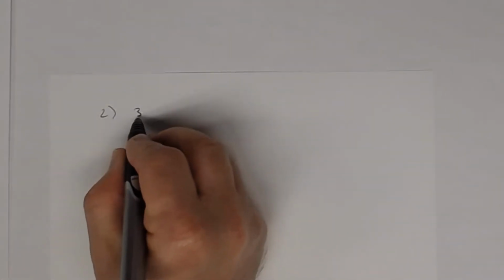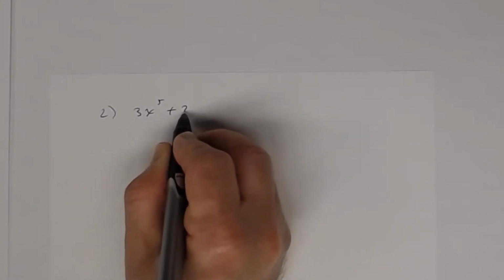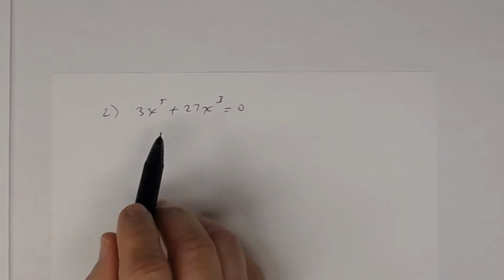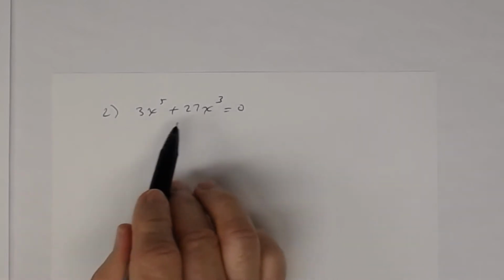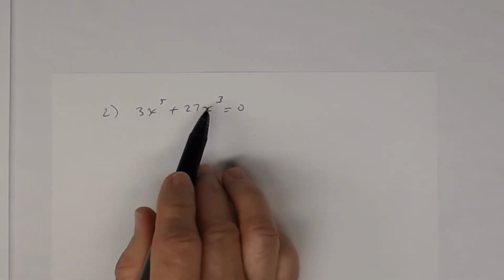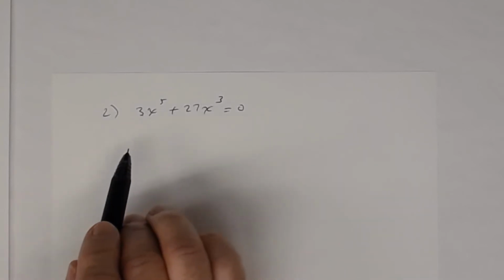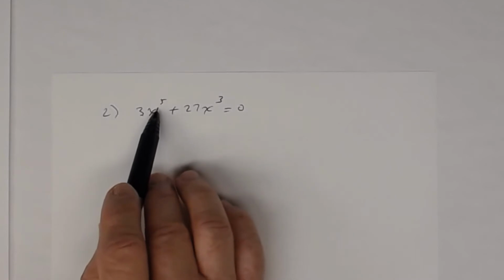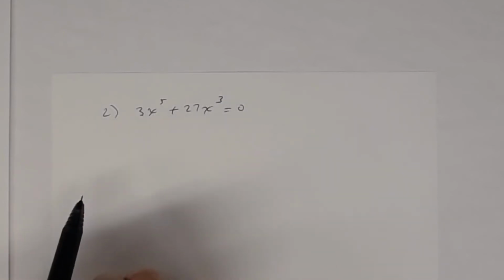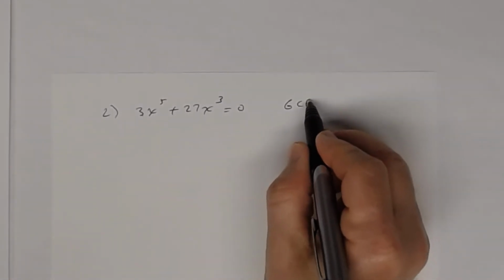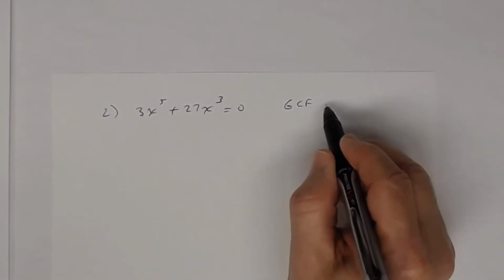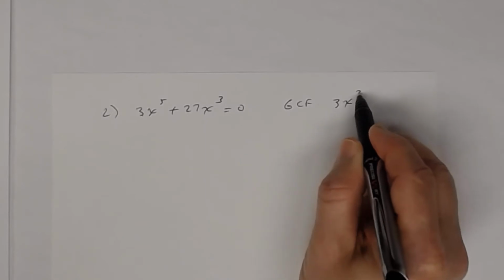We have 3x to the 5th plus 27x cubed equals 0. Okay, so let's find the GCF. I have 2 terms. I know that the GCF of 3 and 27 is 3, and for x to the 5th and x cubed, I know the GCF is x cubed. So I can solve this equation by factoring out a GCF first. So the GCF is 3x cubed.